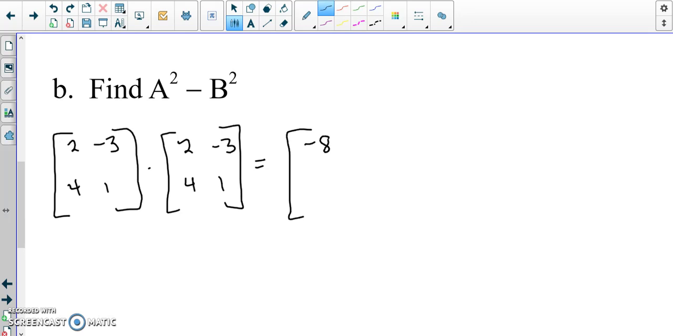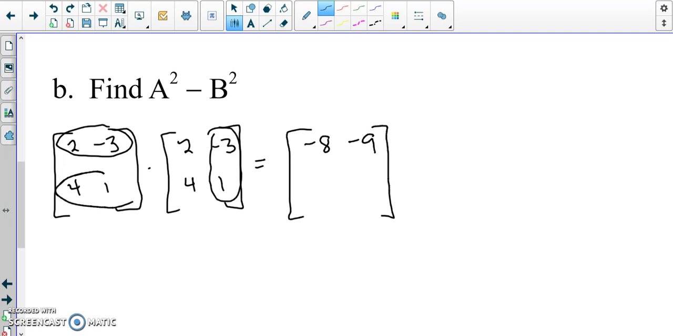First row times second column gives me negative 6 plus negative 3, negative 9. Second row times first column: 4 times 2 is 8, plus 4, so 12. And then row times column gives me negative 12 plus 1, which gives me negative 11. So this right here is A squared.